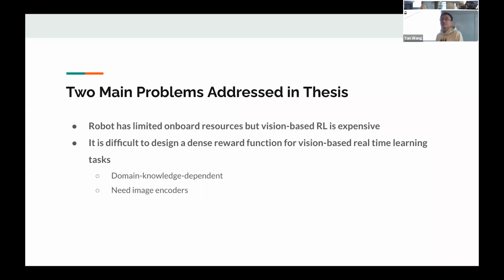As a step towards robust real-time learning of vision-based robotic tasks in the real world with RL, my thesis aims to investigate the following two main hurdles. First, most real-time robotic applications performed in the real world have a resource-limited computer available locally. Vision-based deep RL is expensive due to the image processing.